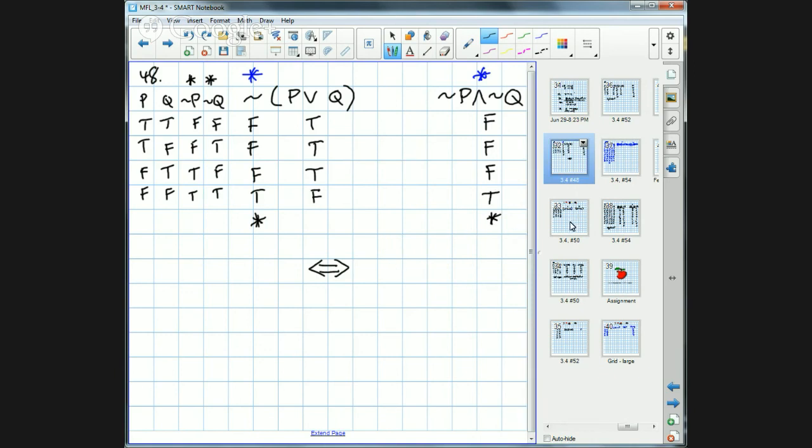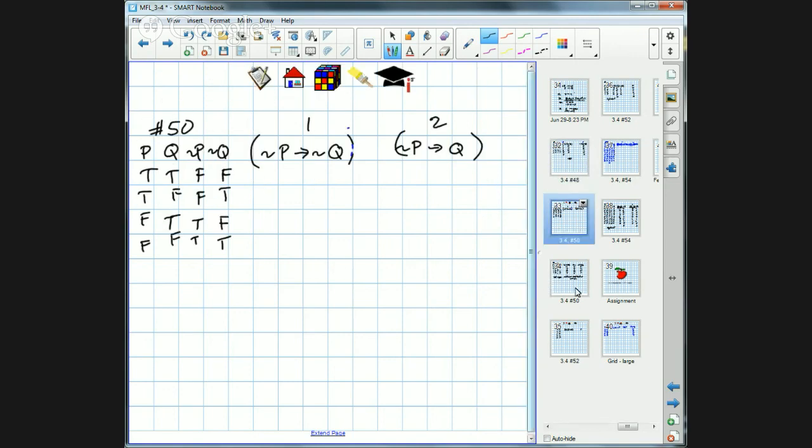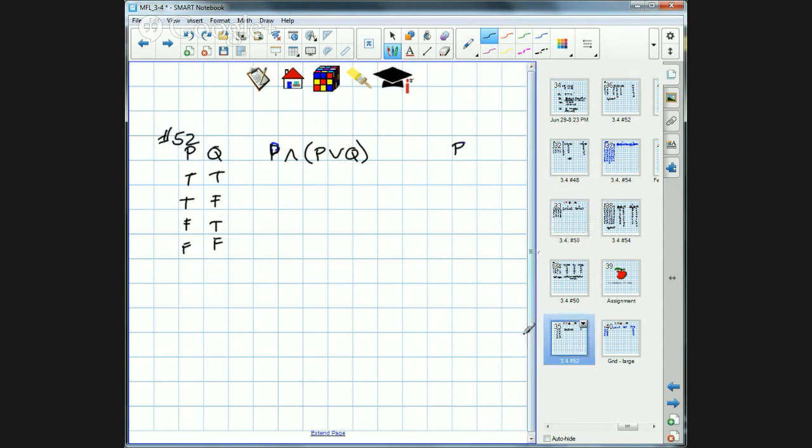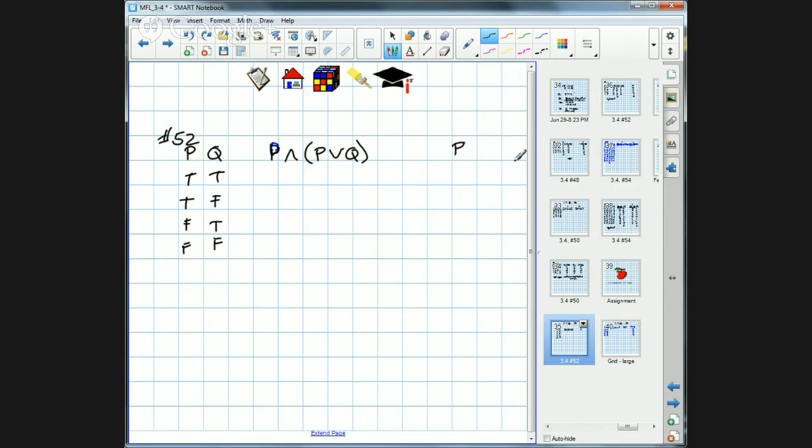This whole section's like that. Well, maybe not. Let's look at 52. Okay, let's do this one. So do you see what the two statements are they're asking us to check out? One of them is P and P or Q, and the other one is just P. So do you see that I have them written here on the top line? Those are the two statements we're supposed to check.